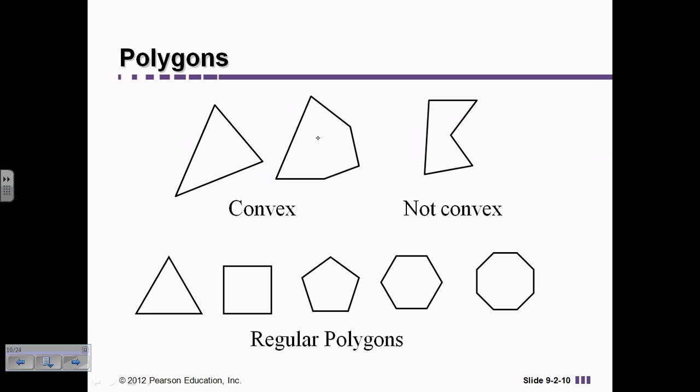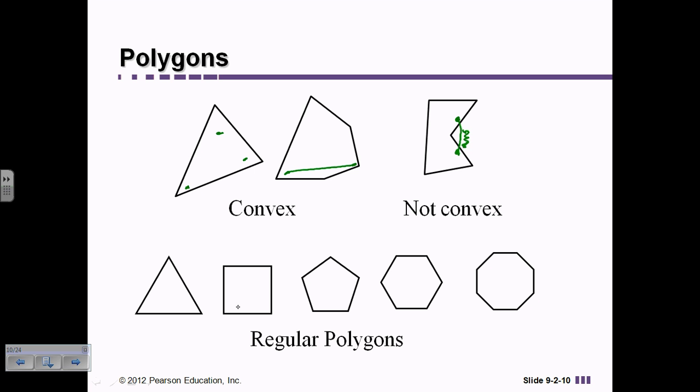So the first two examples here are convex. Again, if you notice that if I pick any 2 points inside and connect them together, they would stay inside. If I picked any 2 points like right here and right here, if I connect that segment together, the segment's inside. This one is concave or not convex. If I pick 2 points right here and connect them together, I end up with this part over here outside. So convex polygon, not convex or concave.